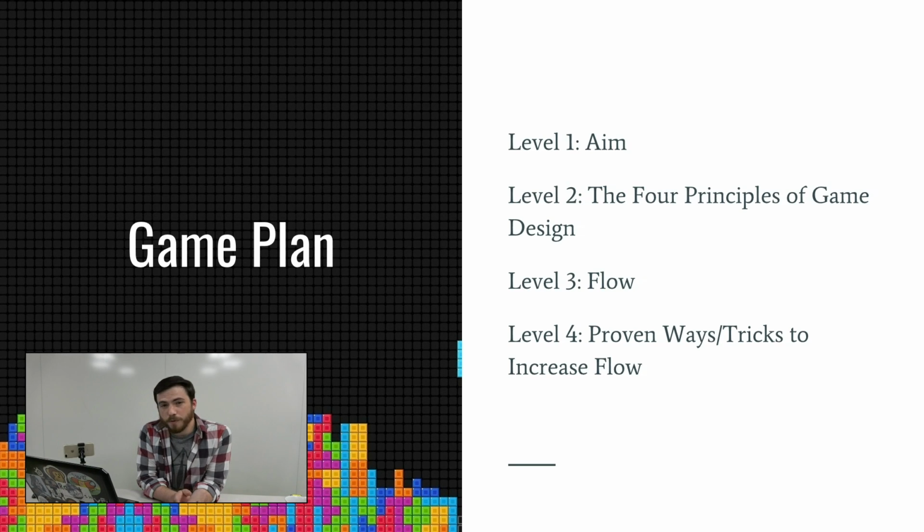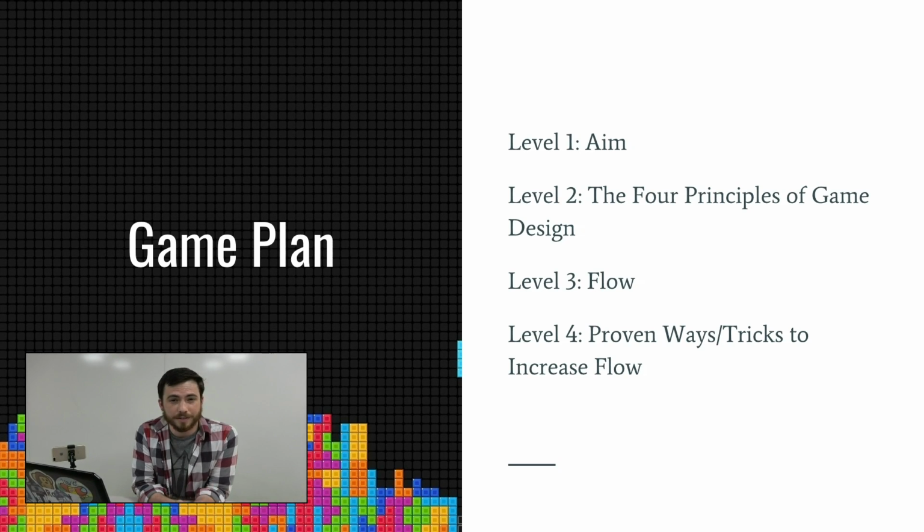Then we'll move on to the 4 principles of game design. There are far more principles than that, but we'll just cover the main 4 that I think are really gonna jive with what we're gonna go for. Level 3 is gonna be talking about flow, that psychological concept, and what it is and how we can bring it into our classrooms. And then level 4 at the very end, just some kind of hodgepodge put together, proven ways and tricks to increase flow.